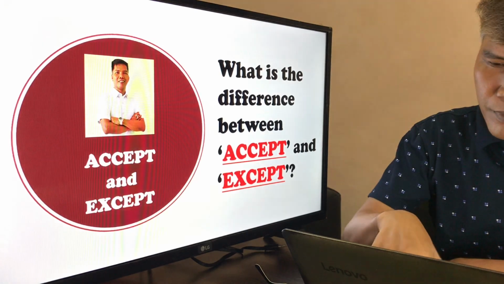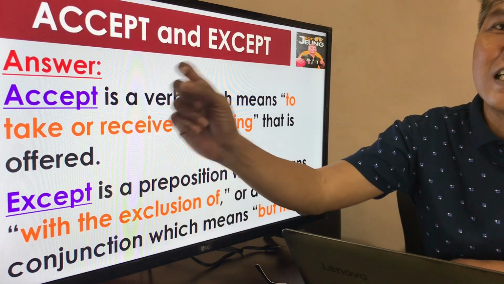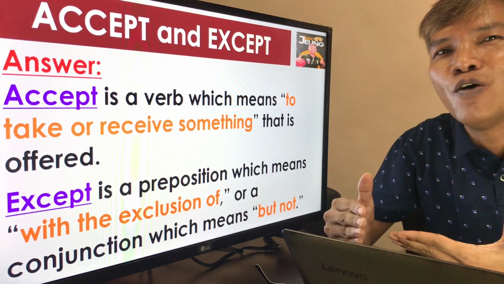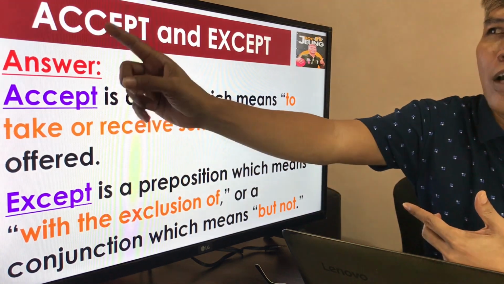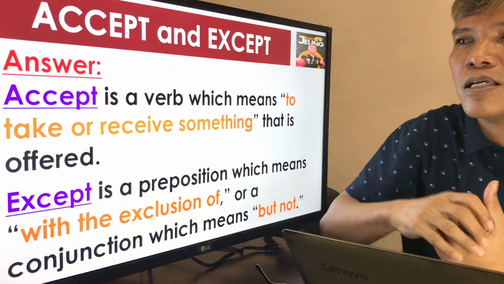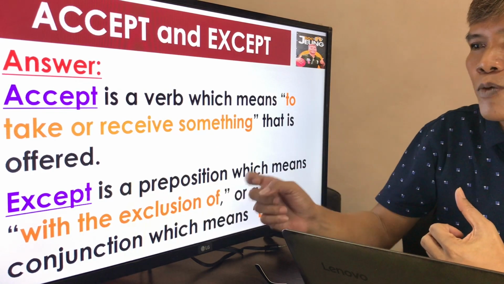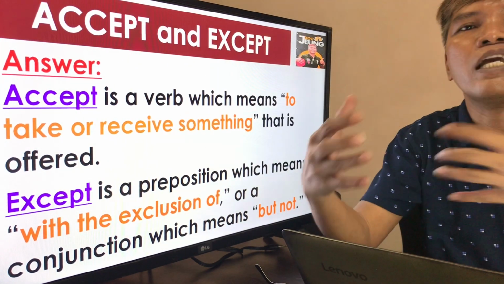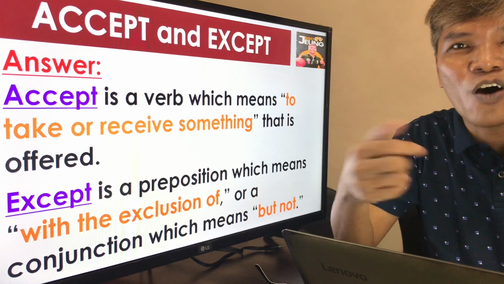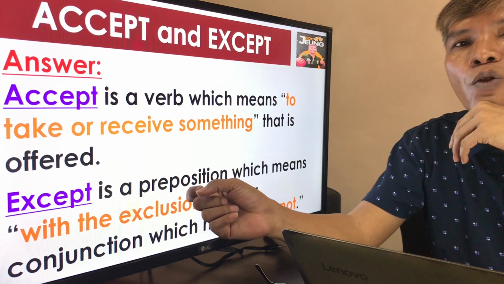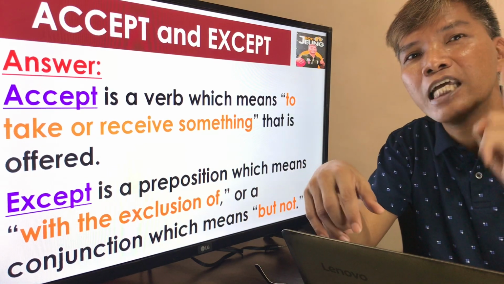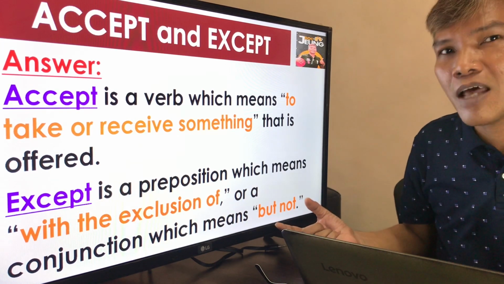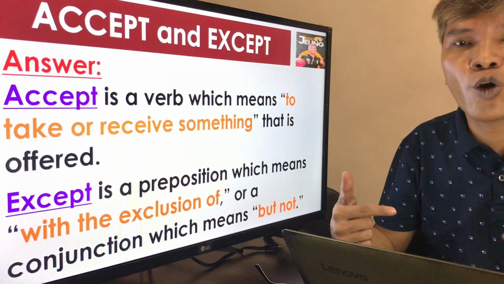Accept is a verb. Except is a preposition. So it's very easy. If there is a verb in the sentence, you will use accept because between the two, accept is the verb, while except is a preposition or a conjunction. Accept is a verb which means to take or receive something that is offered, while except is a preposition which means with the exclusion of. It is also a conjunction or a connector, which means but not, especially if you're going to connect two clauses.